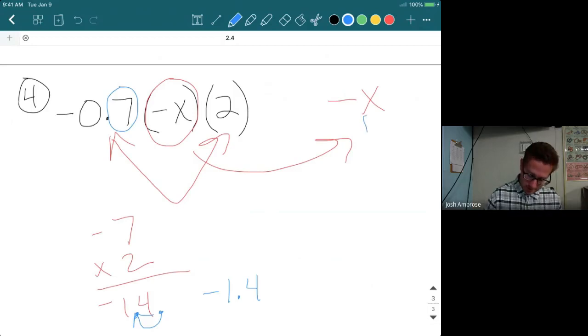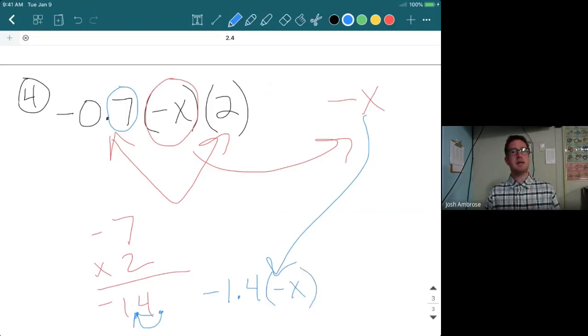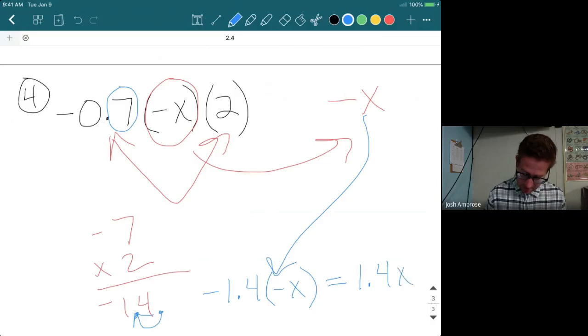Now I need to incorporate that negative x right next to it. And we're not done yet. Here's why. Because x is a negative and 1.4 is a negative. So technically that would give me overall a positive 1.4x.